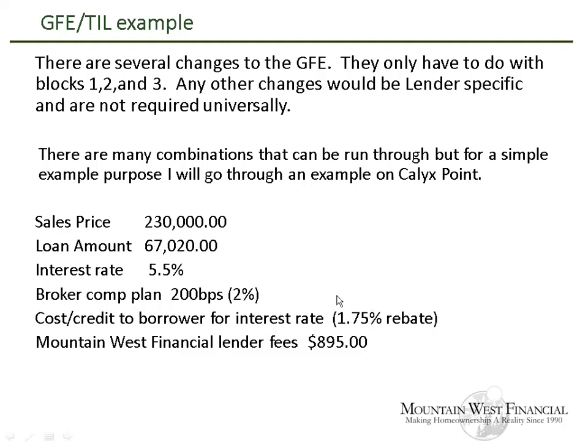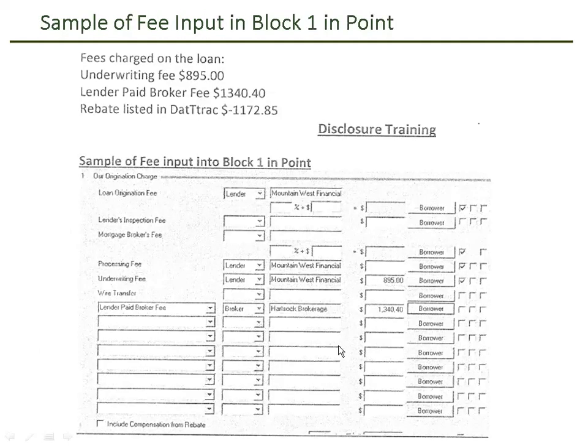So this is what the borrower is going to get for rebate on this loan to be applied towards other closing costs. And I'm going to show Mount West Financial normal lender fees is $895 in this example. So first of all, fees charged on this loan are $895 coming from us. Lender paid broker fee, that's that 200 basis points or 2%. And based off the loan amount of $67,020, it's $1,340. And rebate listed, now this would be in Max, we call it data track internally.